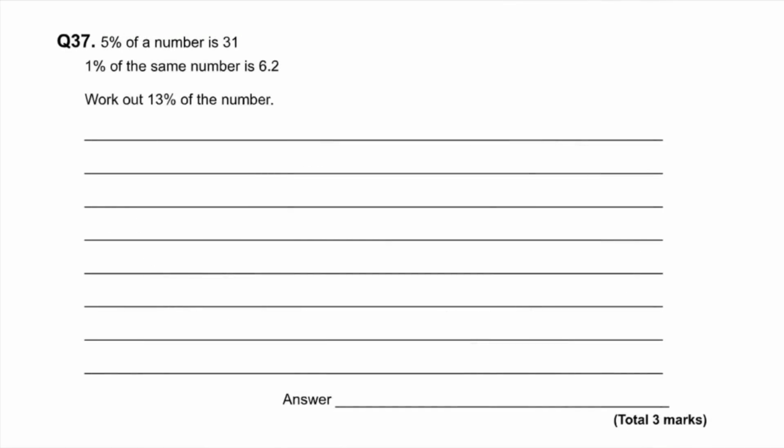Question 37. 5% of a number is 31. 1% of the same number is 6.2. Work out 13% of the number. Well, how can I build 13% with those building blocks? I've already been given them, so there's no point in finding any more. Let's just use 5%, 5%, 1%, 1%, and 1%. That adds up to 13%, doesn't it? So just using the blocks they gave me.